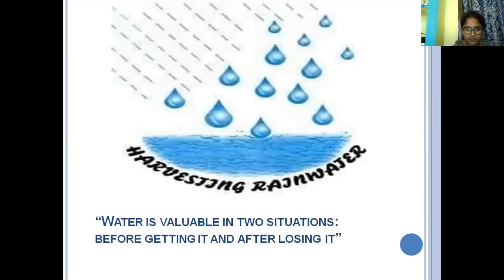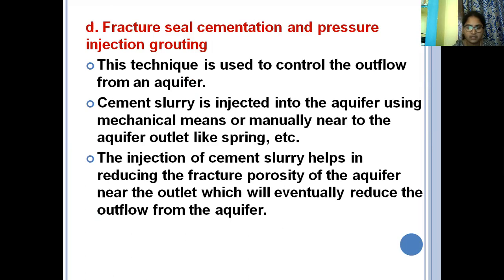And here these bore wells are of different types. So the different types of artificial recharge are recharge of bore wells, recharge of pits and recharge shafts, recharge trenches, different ways for recharge wells, and also infiltration galleries. These are the different types of artificial recharge structures.